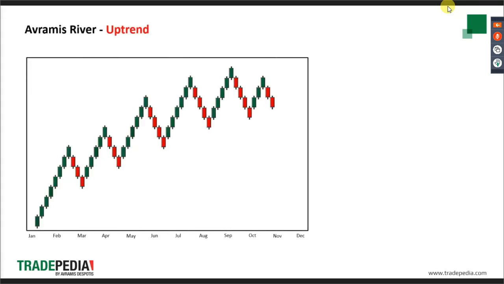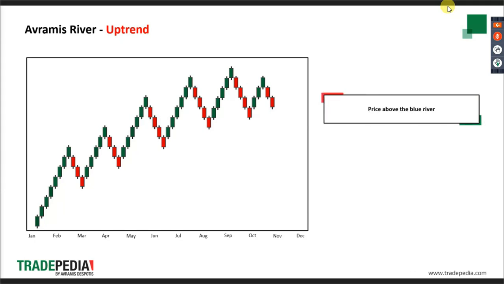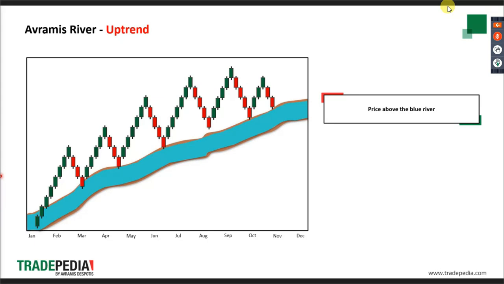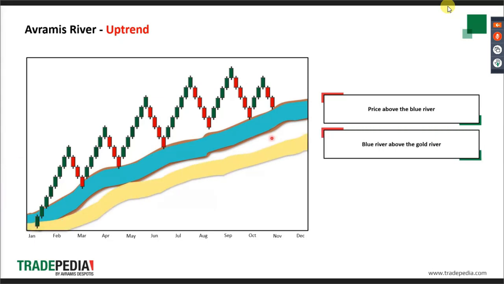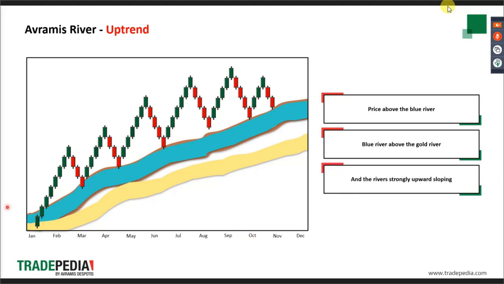So in a strong uptrend, we expect to see the following. First, price will be above the blue river. And then the blue river will be above the golden river. So this is a strong upwards slope, which determines an uptrend, a strong uptrend.